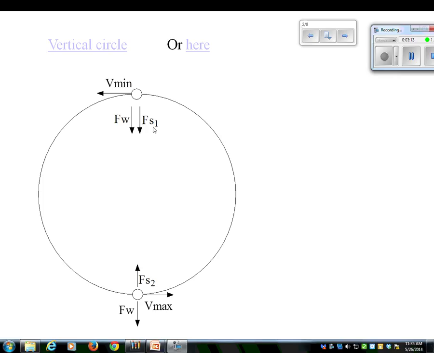FS1. It's a force. S stands for string force. That's all it is. Okay? So string force 1, string force 2. Are string force 1 and string force 2 equal to each other? No, because we know that the tension in the string is going to change, right?